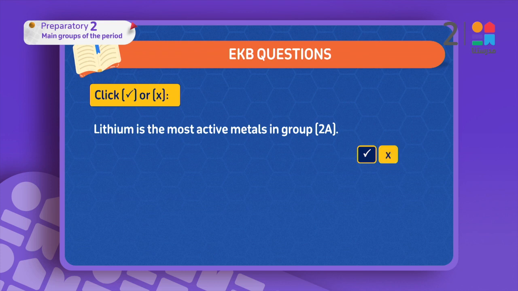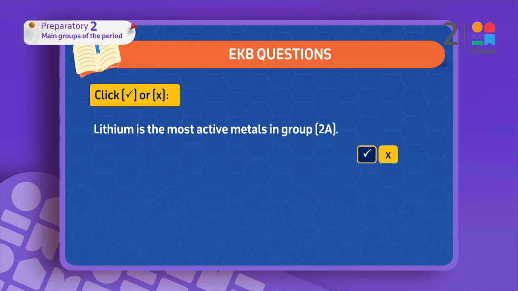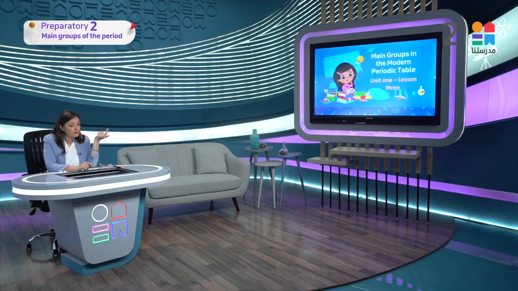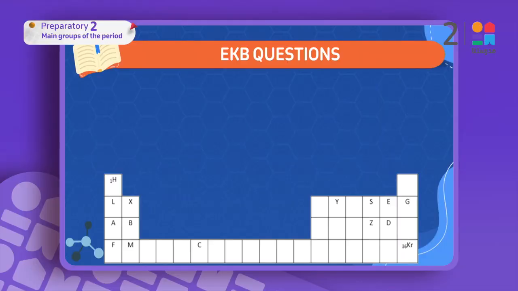Of course, this statement is totally wrong. We have two reasons to call this statement wrong. The first is about 2A: lithium exists in group 1A, not 2A. That's number one. Number two, lithium is not the most active one. The most active one in group 1A is cesium, but lithium is the least. It has the lowest activity among them, but it is very active, of course.